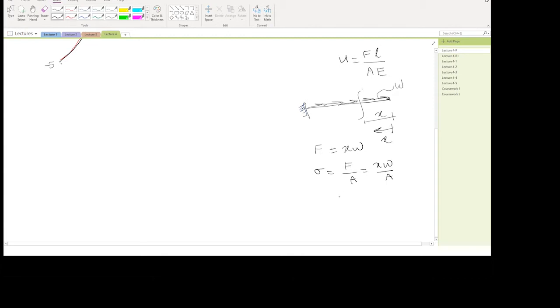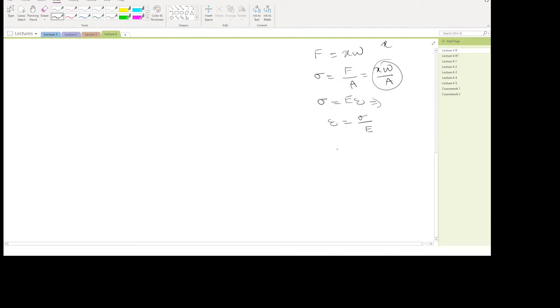Now, if you want to find the strain, you just have the stress to be the elasticity modulus multiplied by the strain. So this way, the strain is going to be the stress divided by the elasticity modulus. So this quantity here divided by the elasticity modulus, you will have the strain. So the strain is going to be Wx divided by E and A.